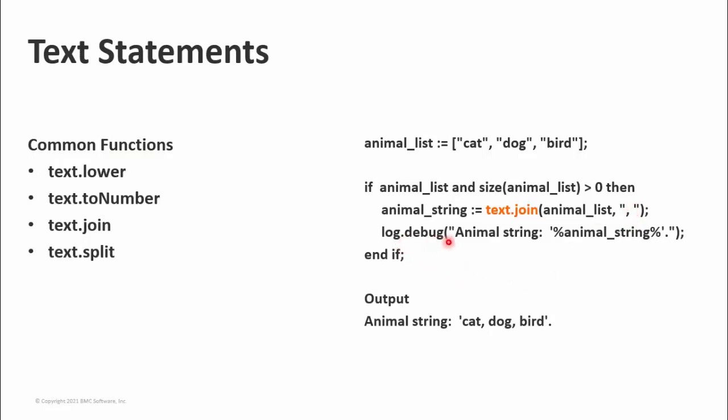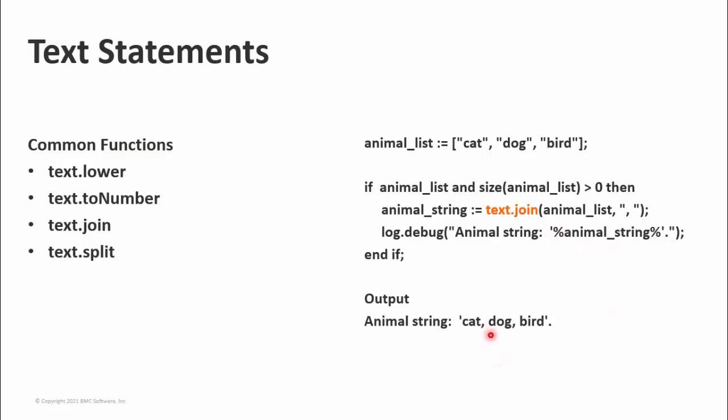So then we're going to log the value of the animal string, and the output will be animal string: and then single quotes, cat, dog, bird. Why are there single quotes? Because I put single quotes into the log string. I wanted to have a delimiter that delimits the beginning of my string and the end of my string. So that, for example, I know there's no leading spaces and there's no trailing spaces. So this is a useful trick also in your log statements.